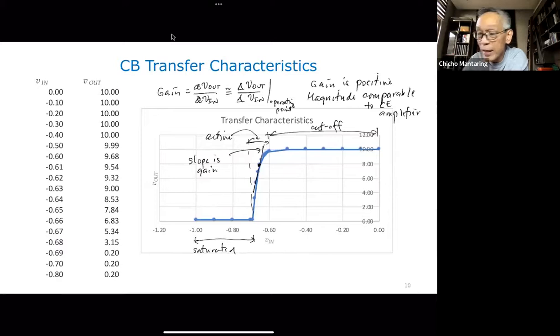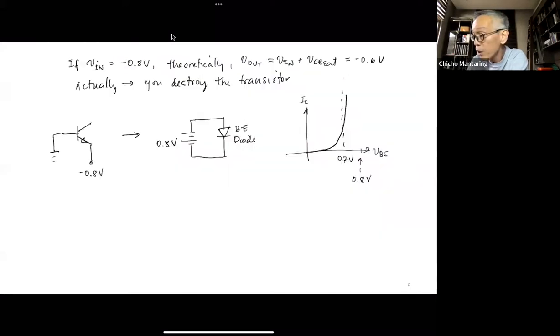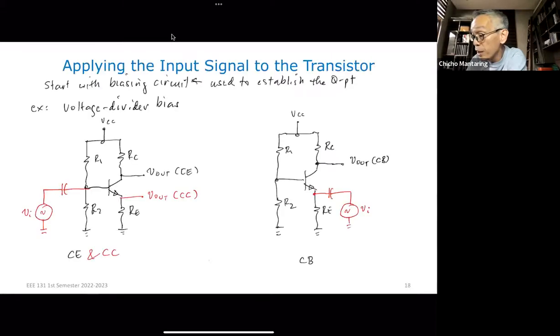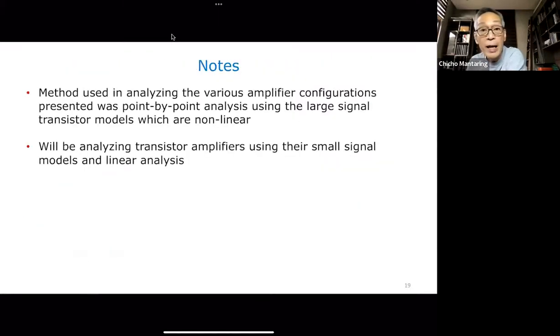getting the output, I did a point-by-point calculation using this equation. So this is for the common base. I had an equation for the common emitter, for the common collector, which is based on a large signal model. The large signal model of my transistor, which in this particular case is the exponential model. So that's what I wanted to mention here. The method used in analyzing the various amplifier configurations presented was point-by-point analysis using the large signal transistor models, which happen to be nonlinear.